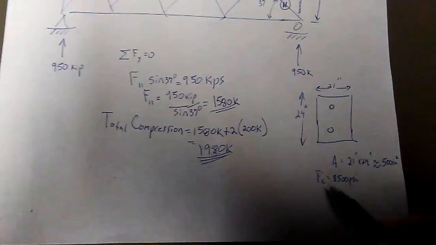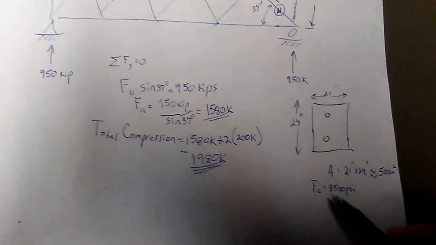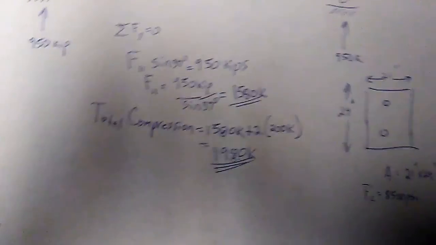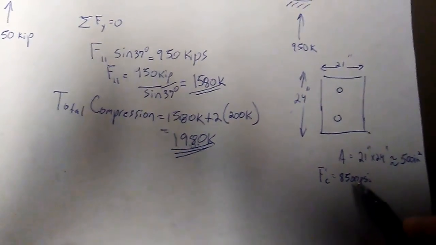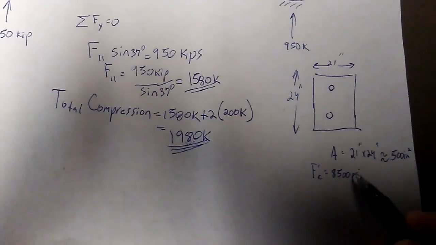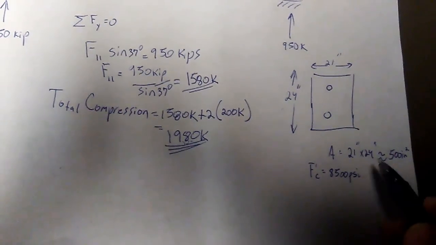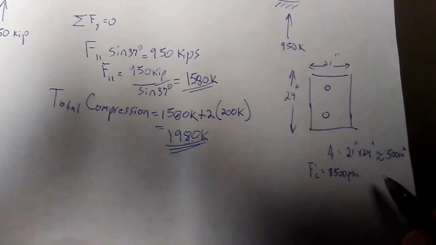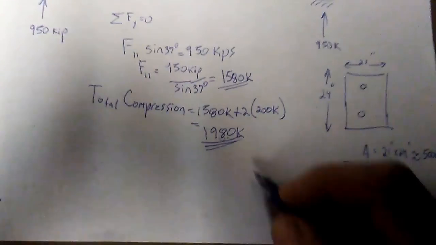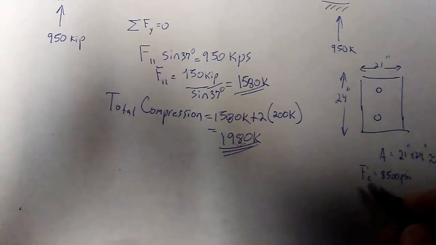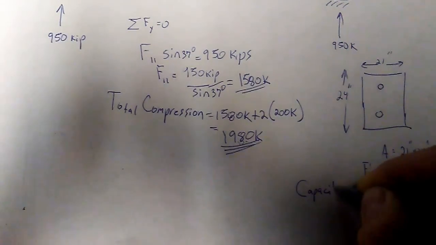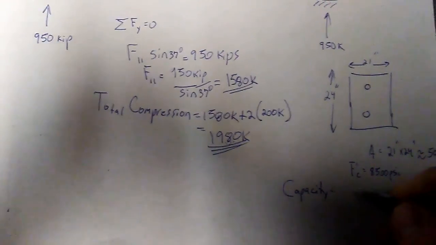From the drawings online, the concrete used for the truss was 8,500 psi concrete, which is a high-strength concrete. 8,500 psi is the concrete strength. We're going to take that and multiply it by 500 square inches, and that's going to give us the approximate capacity of the rectangle shape. So in this case, the capacity is 8,500 psi.